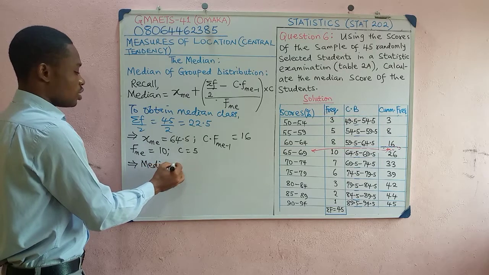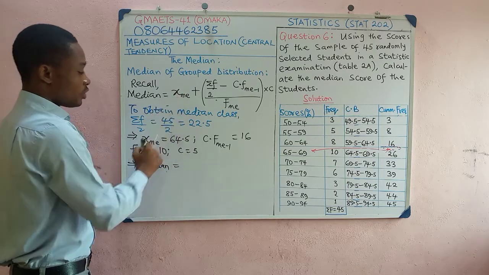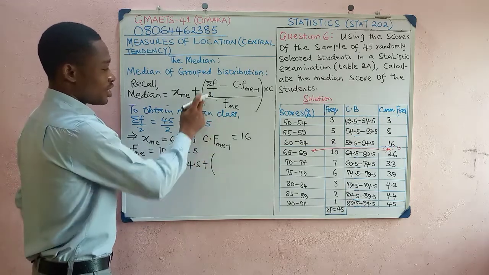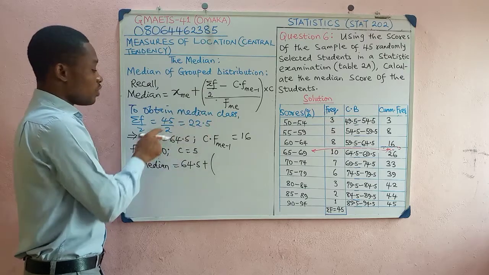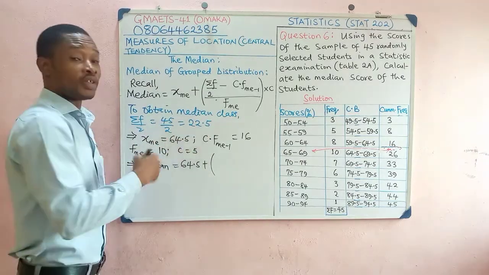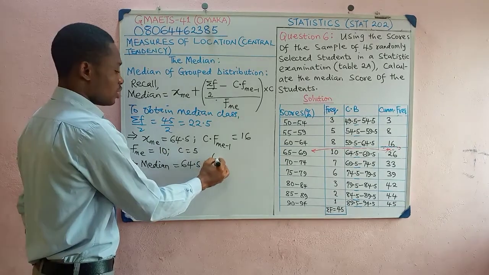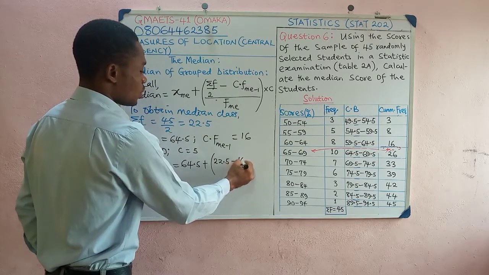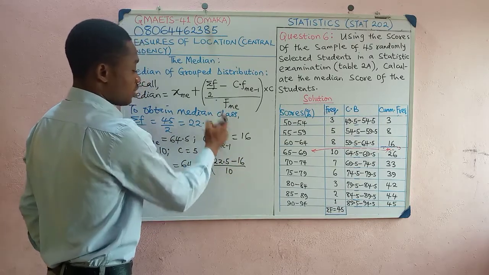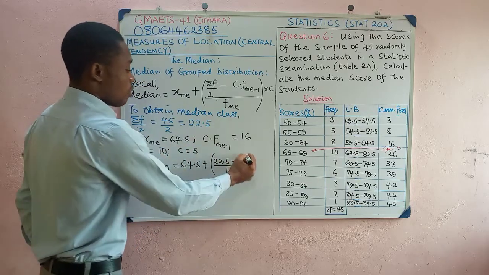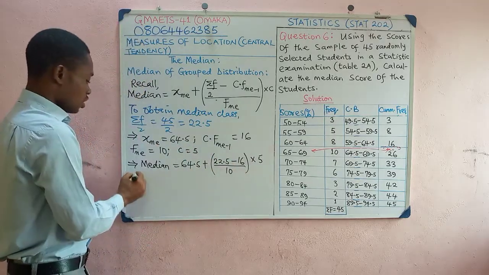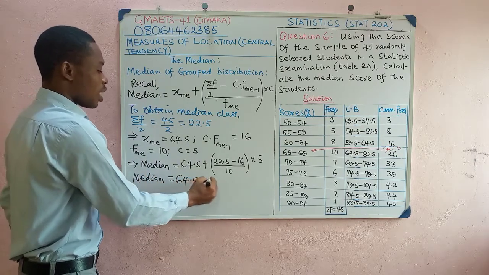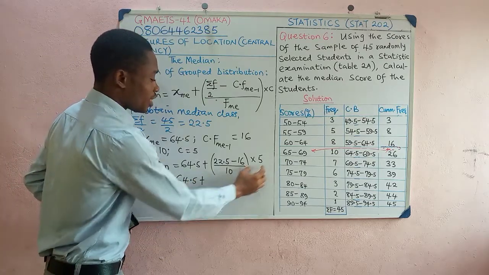So my median score will now be equal to the lower class boundary of the median class, 64.5, plus summation of the frequency divided by 2. We already got it to be 45 over 2, which gave us 22.5. So I can just put the value there, 22.5, minus the cumulative frequency of the pre-median class, which is 16, all divided by the frequency of the median class, which is 10. We're going to multiply by the class width, 5. So our median score will now be 64.5 plus, let's be done with everything in the bracket and multiply by 5.